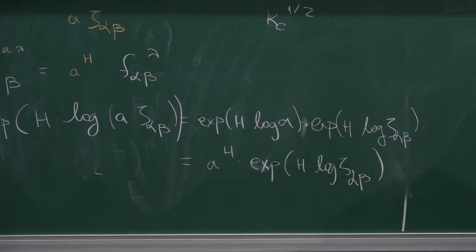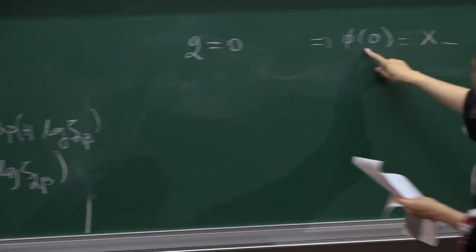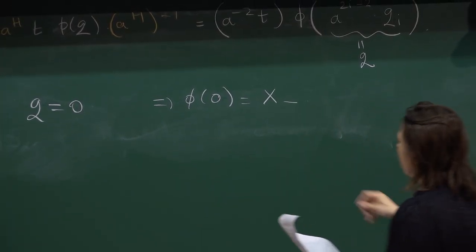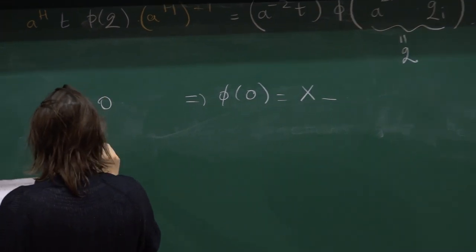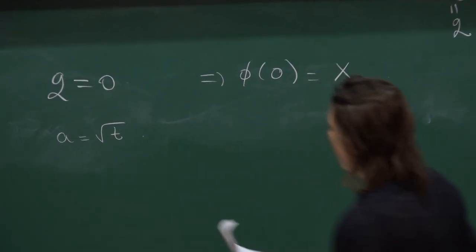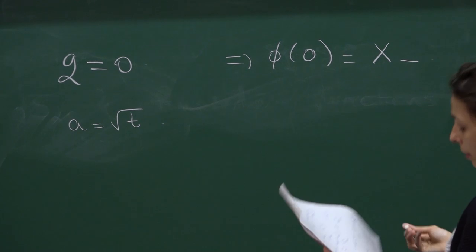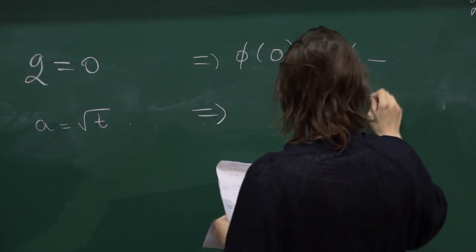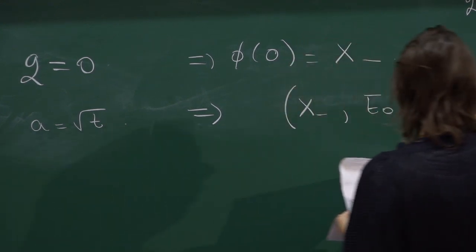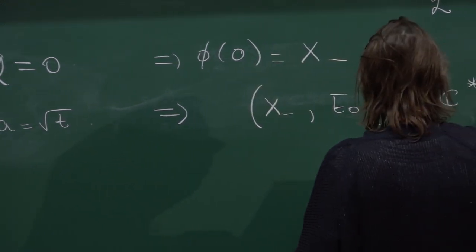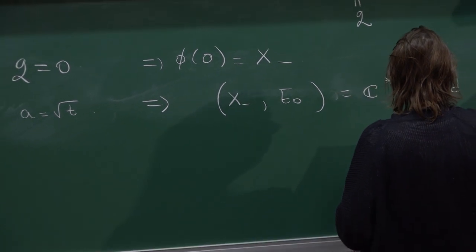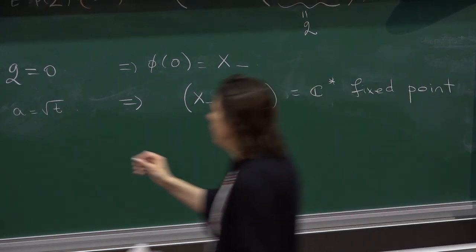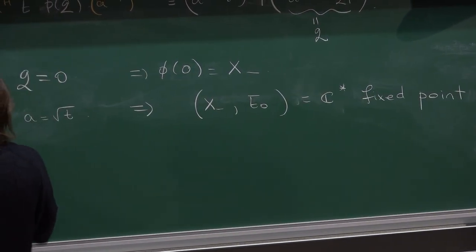So if this q is the origin of the Hitchin base, then this is just x minus, and you can see here that if you choose a to be the square root of t, then this is going to be mapped to the same point. So therefore, this x minus comma e zero is a C star fixed point for q equals zero.